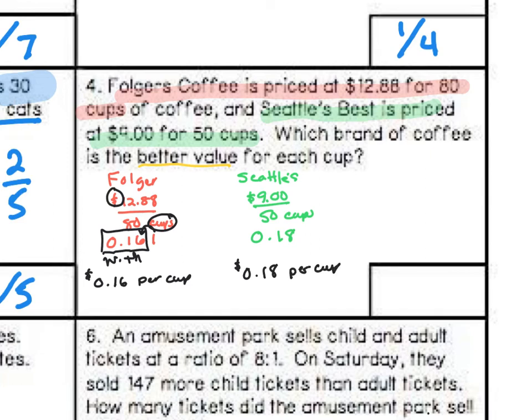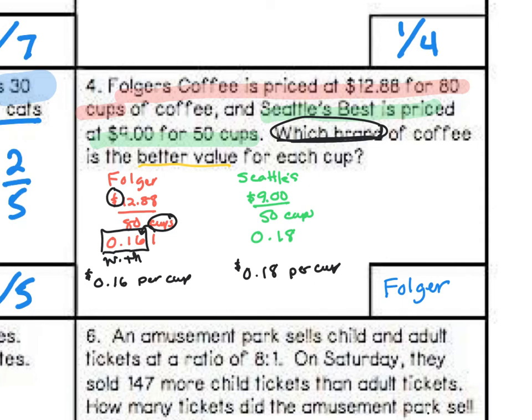So finally, we want to make sure we answer the question. They ask us which brand of coffee. So in math, we always go with what's less expensive. So Folgers gives us more value. It only costs 16 cents per cup as opposed to 18 cents for Seattle's Best.